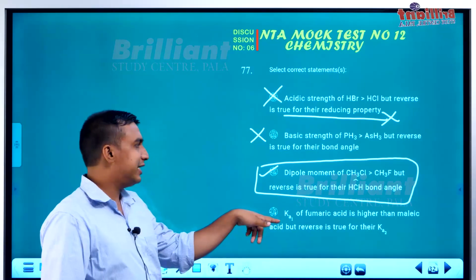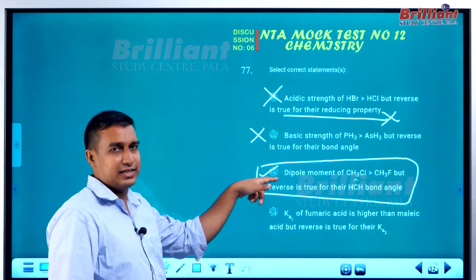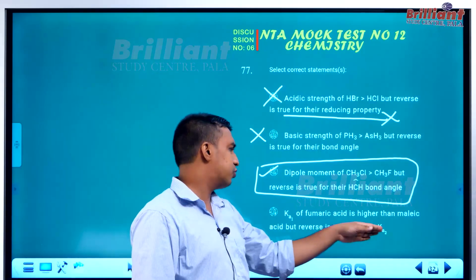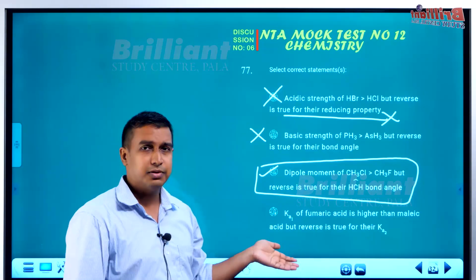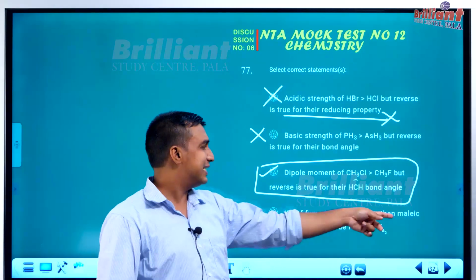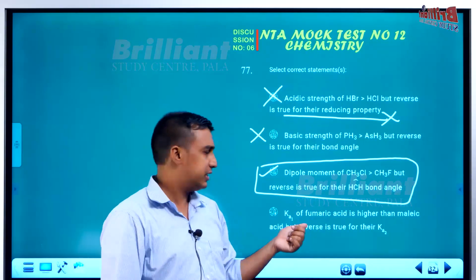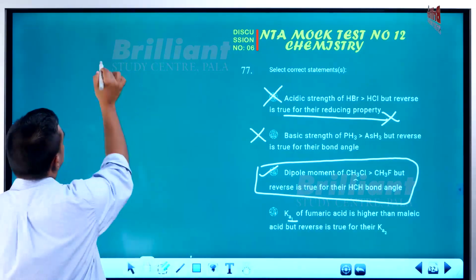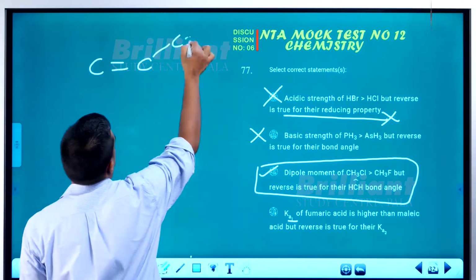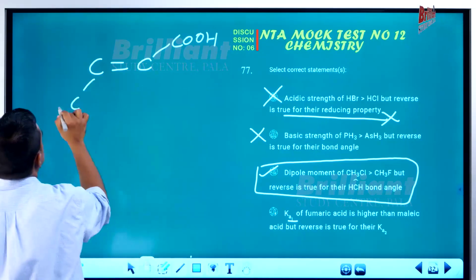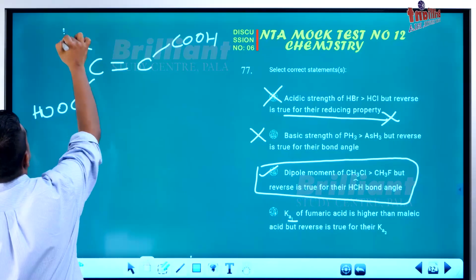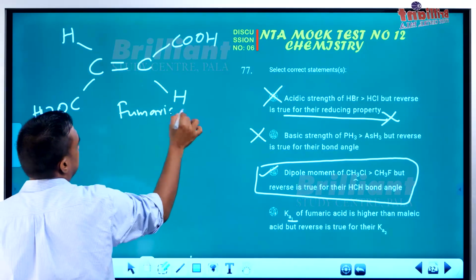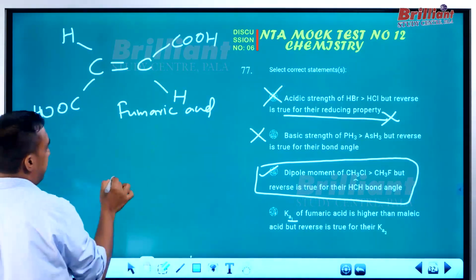ഞാൻ ഈ D എക്സ്പ്ലെയിൻ ചെയ്തിട്ട് C ലേക്ക് വരാം. C ആണ് നമ്മുടെ ആൻസർ. The K1 of fumaric acid is higher than malic acid, but reverse is true for their Ka2. അങ്ങനെയൊക്കെ പറയുമ്പോഴത്തേക്കും നമുക്ക് ഭയങ്കര കൺഫ്യൂസ്ഡ് ആവും. Anyway, malic is cis and fumaric acid is trans. K1 വെച്ചിട്ട് തന്നെ നമുക്ക് ഡിഫറൻസ് കണ്ടുപിടിക്കാൻ പറ്റുമോ നമുക്ക് നോക്കാം. In the case of fumaric acid, structure comes like this. ഇതാണ് fumaric acid. Malic acid എന്ന് പറഞ്ഞാൽ ഇതിന്റെ സിസ് ഫോംനേ ഉള്ളൂ.